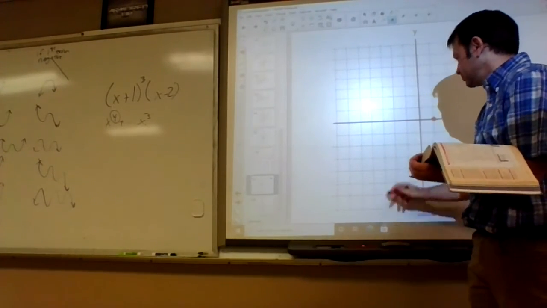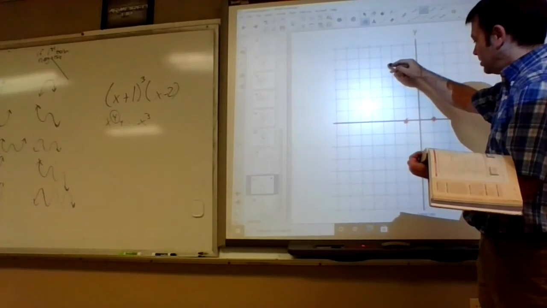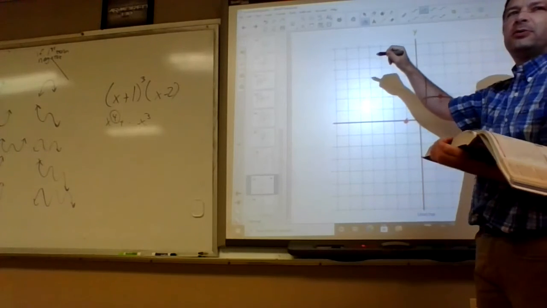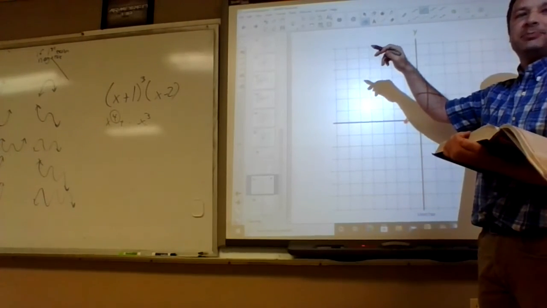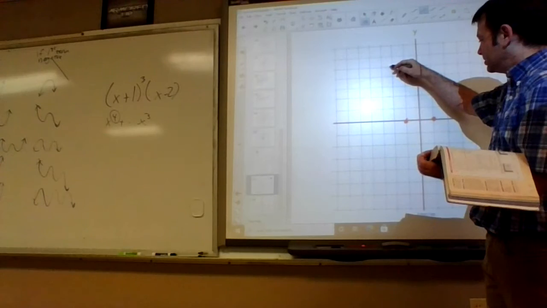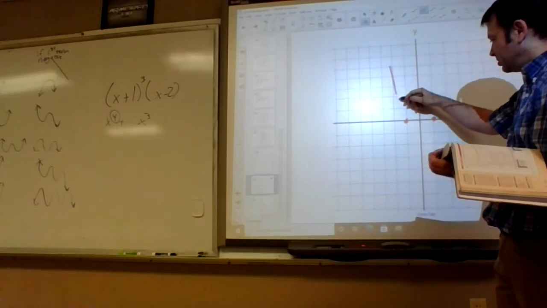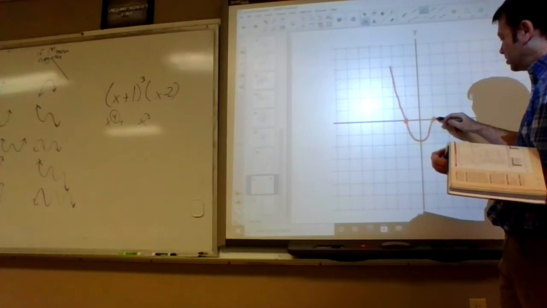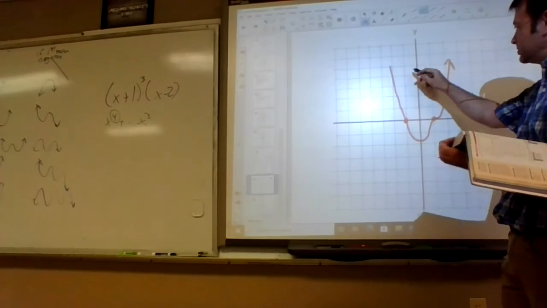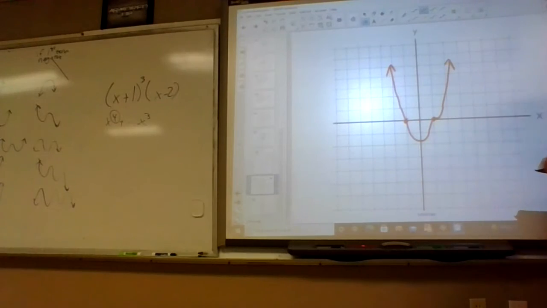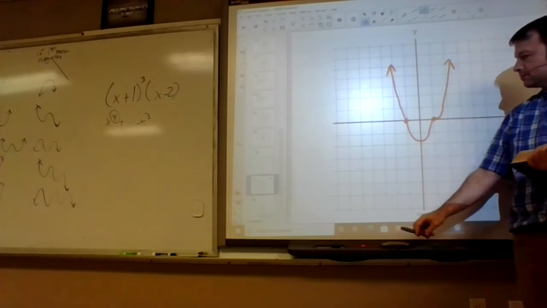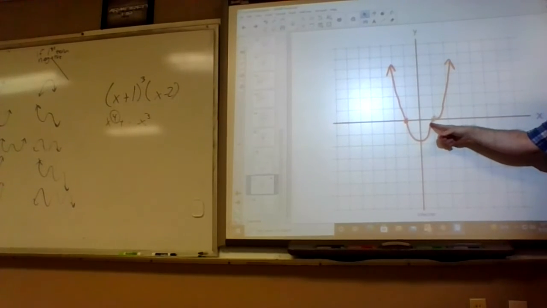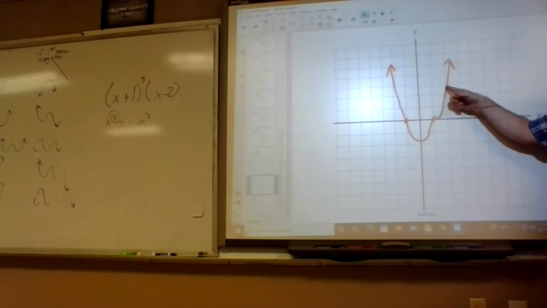What happens if you have a quintuple root? It'd be a really flat double root. Oh, wait, quintuple would be 5, so actually it'd be a really flat triple root. So it's like a really funky W. A triple root turns sharp and then keeps on going.